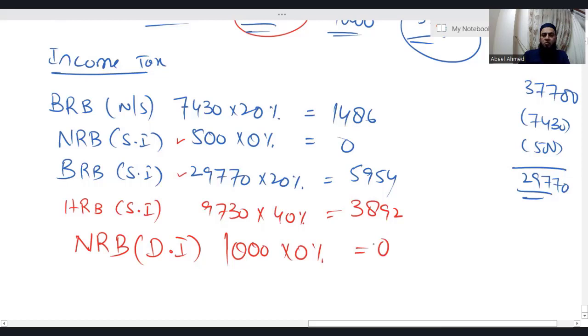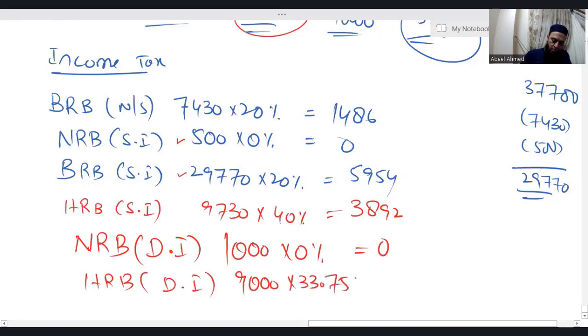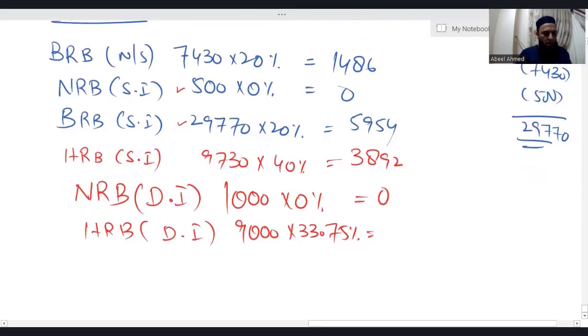Obviously, we don't have any space in the basic rate band. So out of 10,000 of the dividend income, 9,000 actually falls in the higher rate band, where the applicable tax rate is 33.75%. So 9,000, I'm getting 3,037.5, so make it 3,038 with rounding.